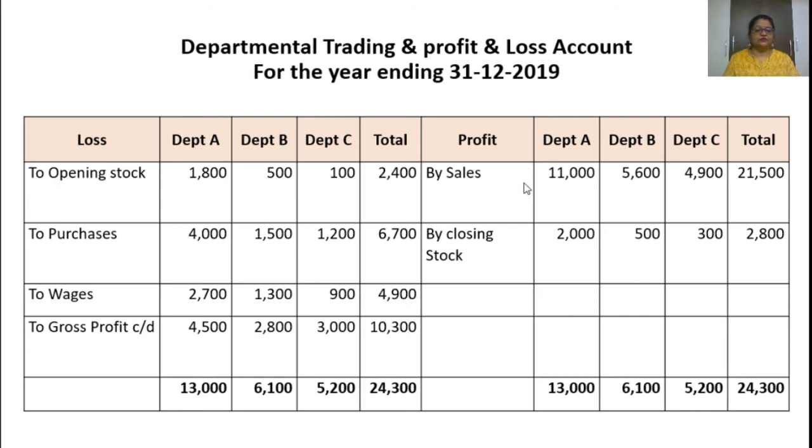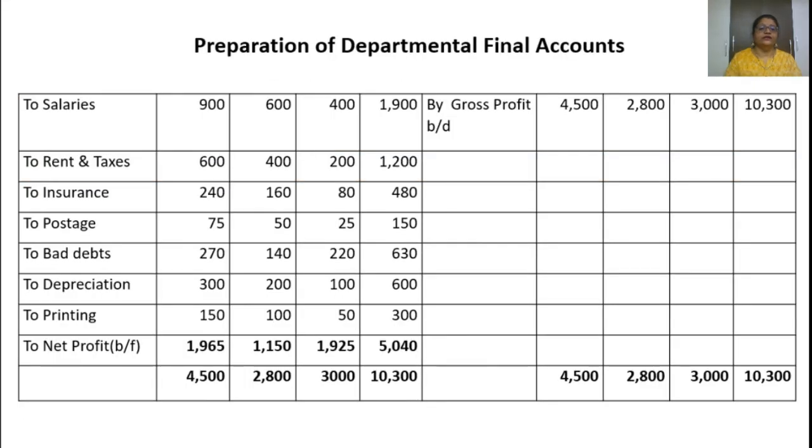Now as you do it in a common trading account, sales and closing stock. Here sales 11,000, 5,600, 4,900. Closing stock 2,000, 500, 300, 2,800. So take the total on the credit side, then the difference amount is the gross profit. Here the gross profit for the department A 4,500, B 2,800, C 3,000, total is 10,300. So it is brought down to the profit and loss account.